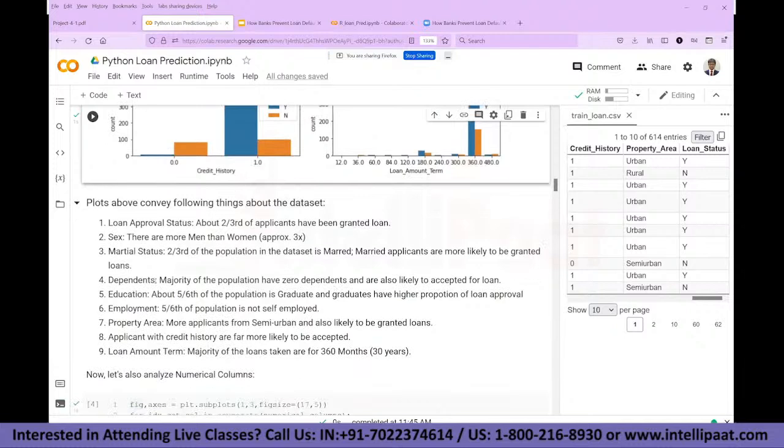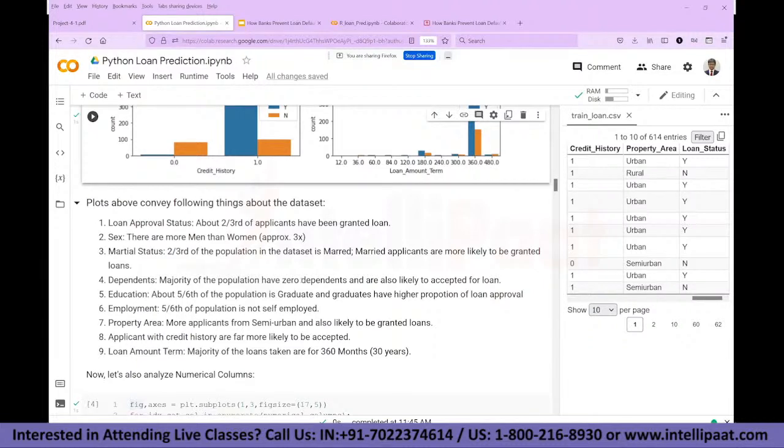Or applicants. Similarly, for dependents, the majority of the population has zero dependents and they are also likely to be accepted for loans. So what I see from it is that applicants with zero dependents are more likely to get their loans accepted or approved. So that is also one criterion or insight that you can get, right? That there are fewer defaulters among those without dependents, and they're more likely to get their loan approved.